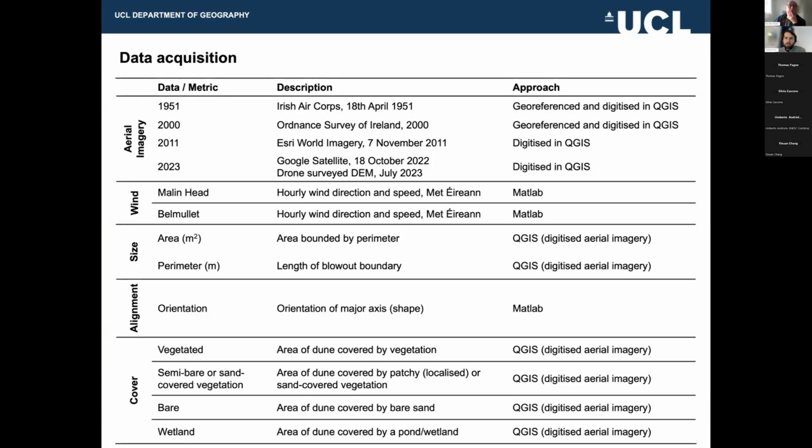And here are the data and metrics used for this analysis. There are 4 years of aerial images that were manually mapped, and 2 stations from Met Ireland were selected for wind analysis. The other metrics are either directly derived from QGIS or determined using a MATLAB script.